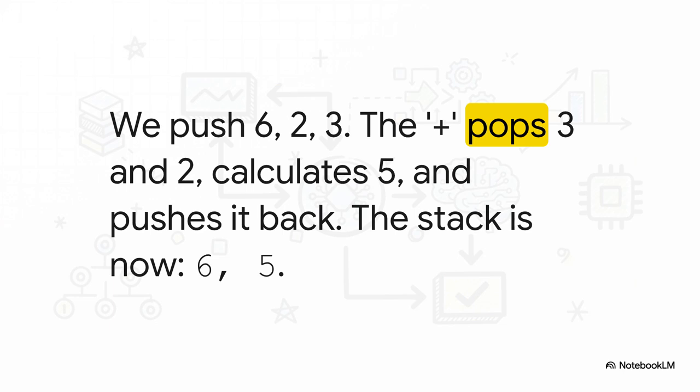First, we see a 6, so we push it onto the stack. Then a 2, push it on. Then a 3, push it on. So our stack now holds 6, 2, and 3. Now we hit our first operator, the plus sign. So we pop the last two numbers, 3 and 2, add them together to get 5, and push that 5 back onto the stack. Our stack now just holds a 6 and a 5.